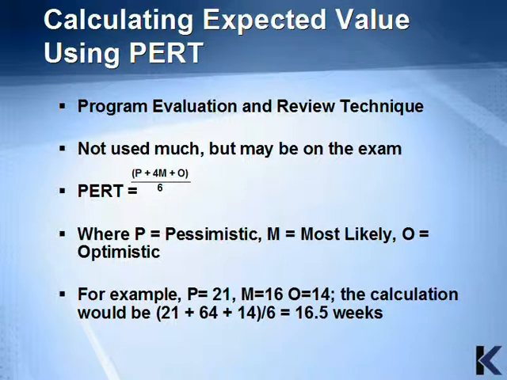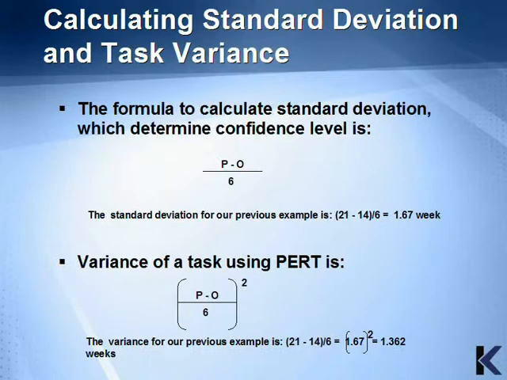The next formula you need to memorize is the standard deviation and task variance formulas. This one is calculated to find the standard deviation, which determines the confidence level of your estimates. The calculation is pessimistic estimate minus the optimistic estimate divided by 6. So in our previous example, the standard deviation would be 21 minus 14 divided by 6, which equals 1.67 weeks.